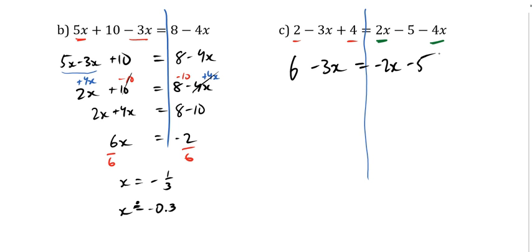Okay, so now this looks like all those other questions. So what am I going to do? Letters equals numbers. I'll move the 2x. And I'll move the 6. 6 minus 6 is gone. I get negative 3x plus 2x, which is just negative x. Negative 2x and 2x, you guys okay? Is gone. Negative 5 minus 6 is negative 11.